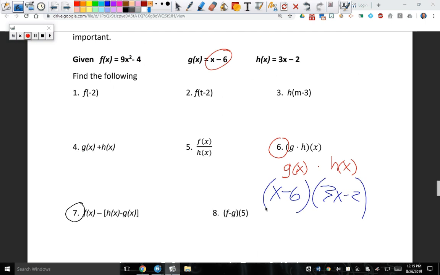Now if I FOIL and multiply, I know that my first term is going to be 3x squared. And my outside terms, quick in your head, would be what? Minus 20. Yep, minus 20x. And what is your last one going to be? Plus 12. Nice. That's the answer to 6.